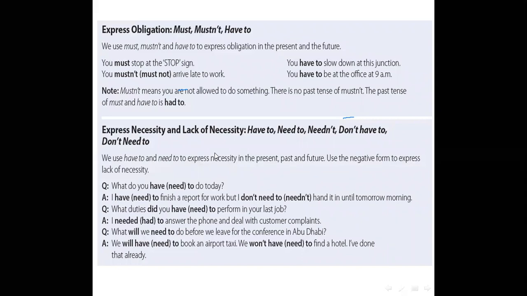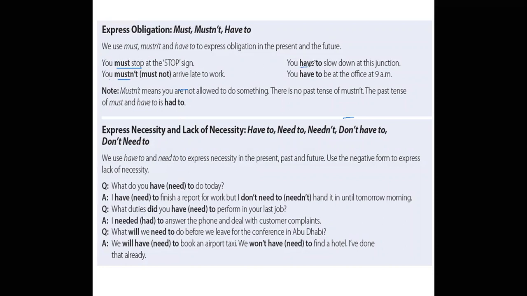Now we will express obligation. We can use must or mustn't or have to. We use must, mustn't, and have to express obligation in the present and the future. For example, you must stop at the stop sign. Must stop. It's obligation. It's a must, okay? Must is followed by the base form. Or you mustn't or must not arrive late to work.